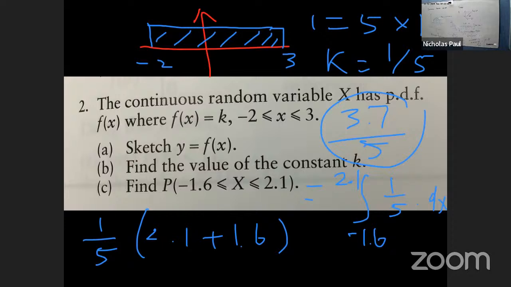Which one, Jaden? Oh yeah, you got two. 3.715. What? 3.7 divided by 0.74. All right, nice. Let's go again.